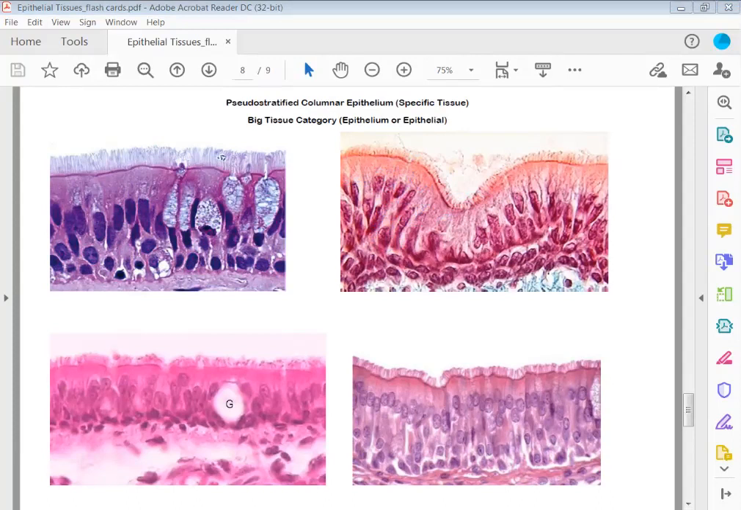So pseudo means fake. So pseudo lashes means fake eyelashes. So pseudostratified means it gives the look of fake stratified. So it's not truly a stratified tissue. The middle name is called columnar cells, so it's going to be columnar, and the last name is the family name or big tissue category. So again, our specific tissue is pseudostratified columnar epithelium, and our big tissue category is epithelium or epithelial.